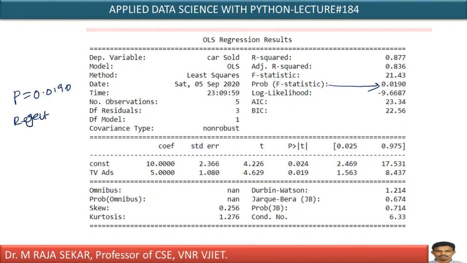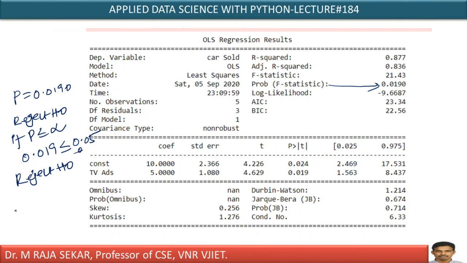Reject H naught if p is less than or equal to alpha. What is my p? 0.019. What is my alpha? 0.05. Therefore, it's true. 0.019 is less than 0.05. Therefore, reject H naught according to the p value of the F test, isn't it?